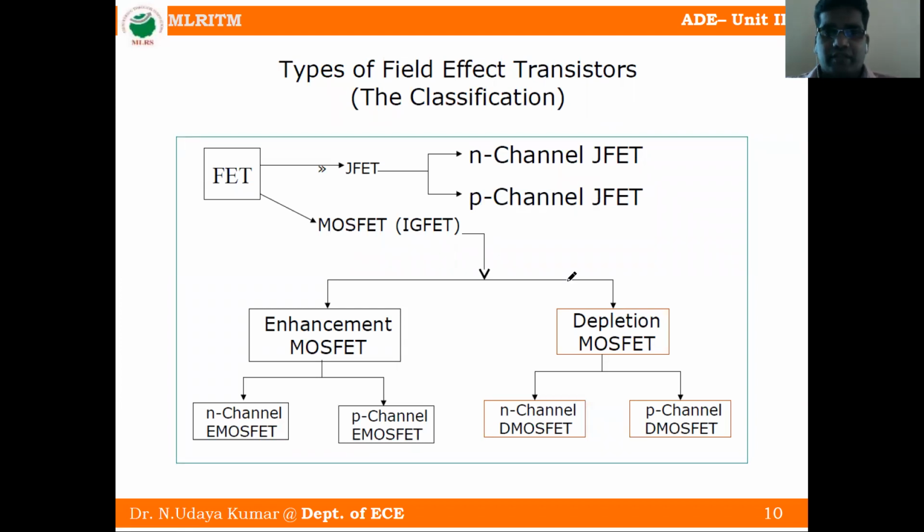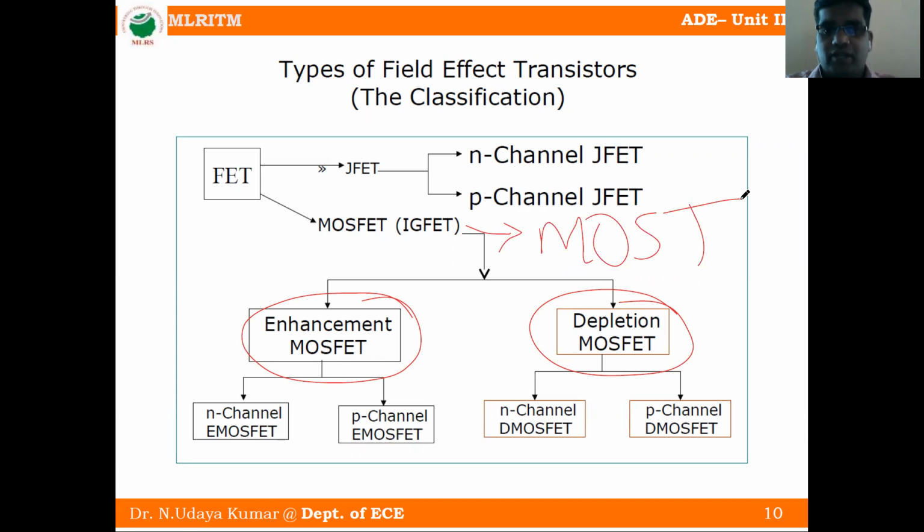So MOSFET can be divided into two types: enhancement MOSFET and depletion MOSFET. Two broad categories. MOSFET means metal oxide semiconductor field effect transistor, or IGFET, also called MOST. MOST means metal oxide silicon transistor.